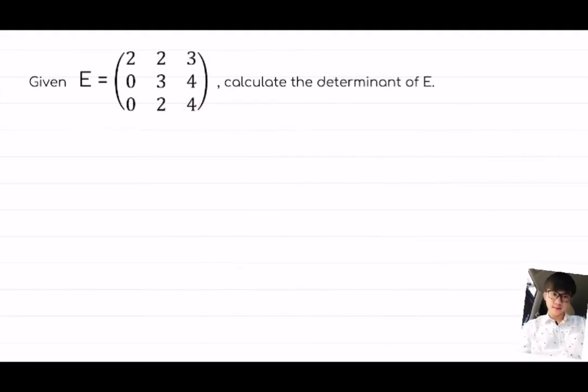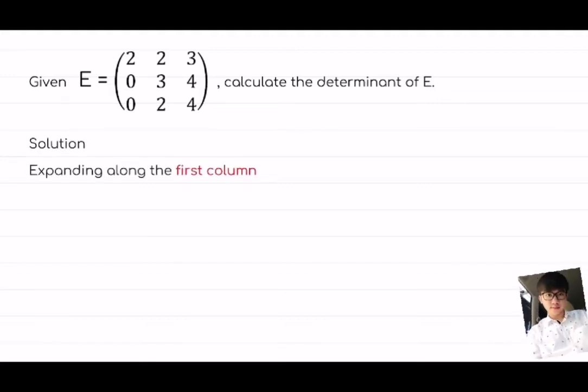Given matrix E with these numbers, we have to calculate the determinant of E by using cofactor expansion, obviously. So in this question, I will explain it along the first column. As we can see here, there are two 0s there, and I believe this is the easiest way to solve this question.